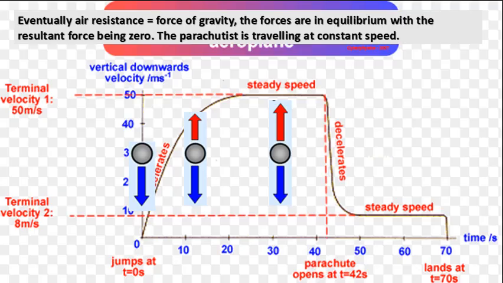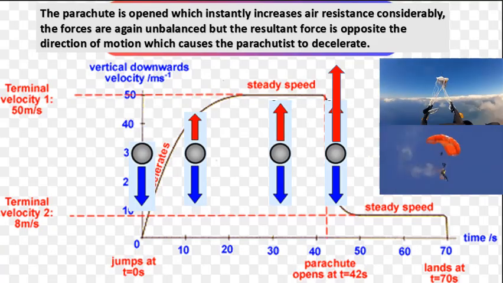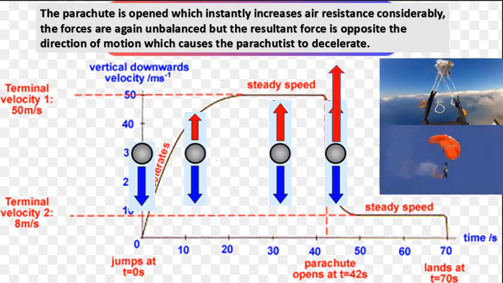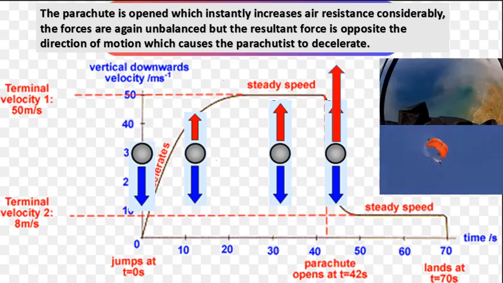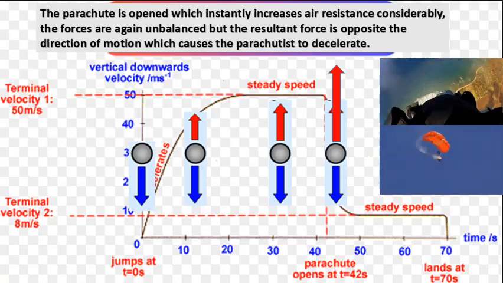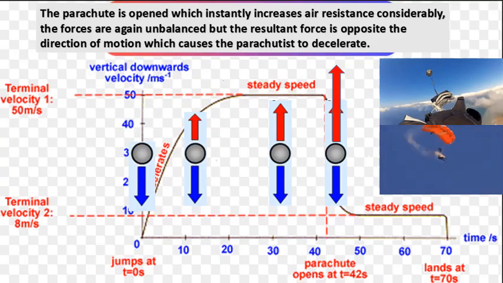Okay, and then quite often you might need to talk about the scenario when the parachute's opened, where we say at a given speed, the air resistance is much greater because the parachute has a much greater surface area. And so what happens here is for a period of time, the resistive forces are much greater than the force of weight driving the downward movement, and the resultant force is acting opposite the direction of movement, and the object is decelerating.